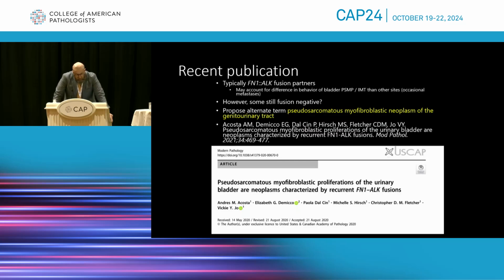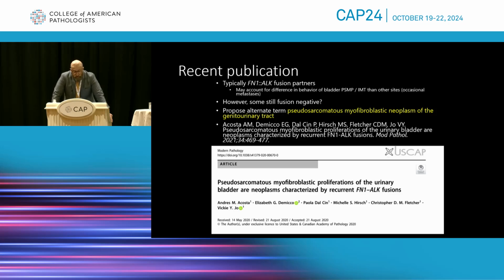in the bladder. So this recent paper from the Brigham group suggested that when you have IMT, myofibroblastic tumors in the bladder, most of the time the fusion is between ALK and another gene called FN1. And since it seems like this particular fusion partner is enriched in the urinary tract, that might account for why the bladder myofibroblastic tumors are highly favorable.